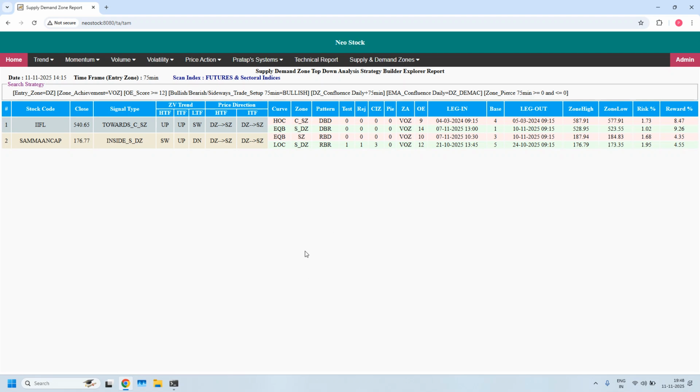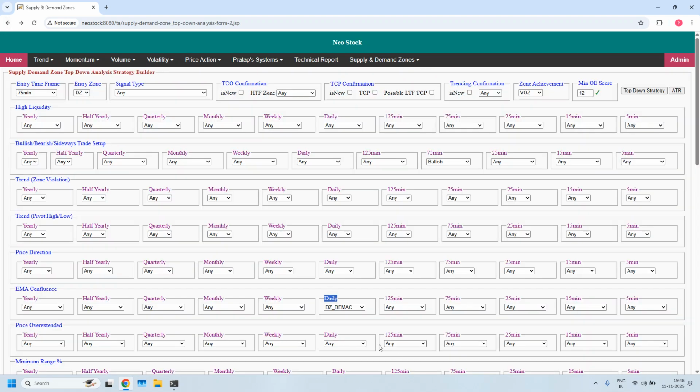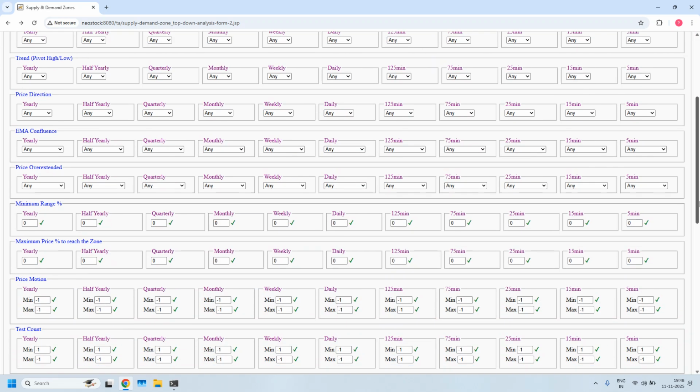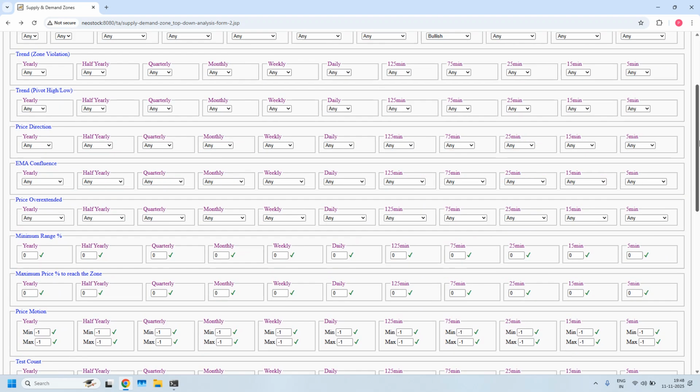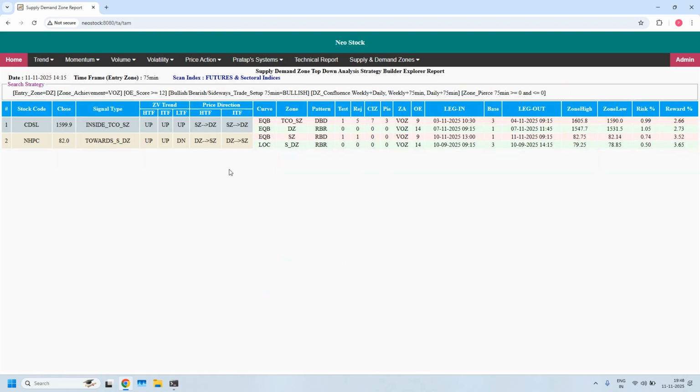Now let us look into the second strategy report. Remove the ITF EMA filter. For demand zone confluence, we have to set 3 filters: 75 minutes and daily, 75 minutes and weekly, daily and weekly demand zone confluence. By applying all the 3 filters, we got 2 stocks. And for both stocks, the HTF trend, the weekly trend, is uptrend.